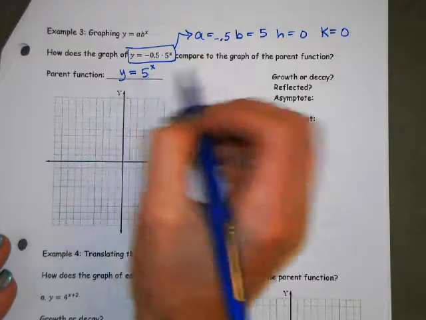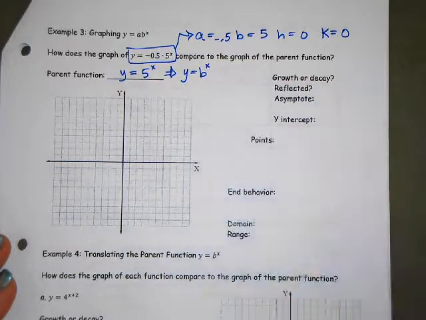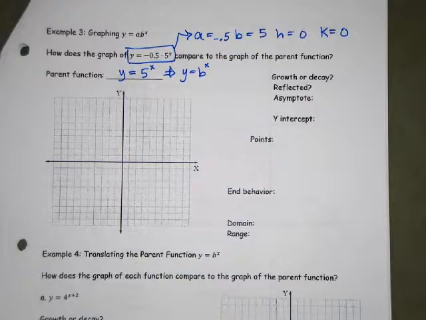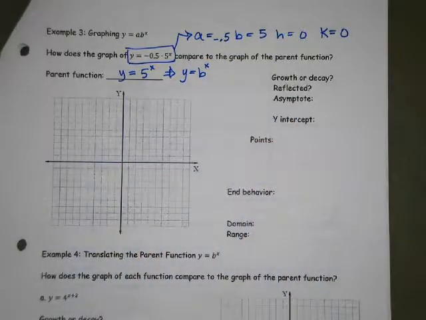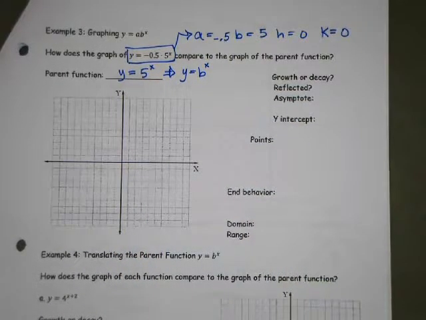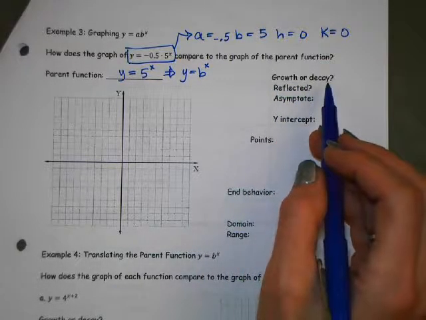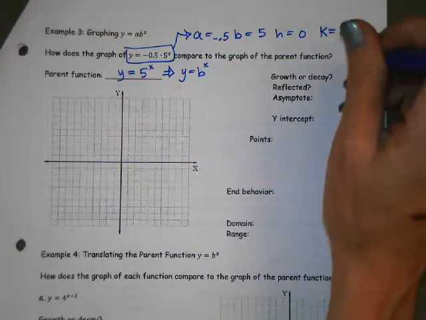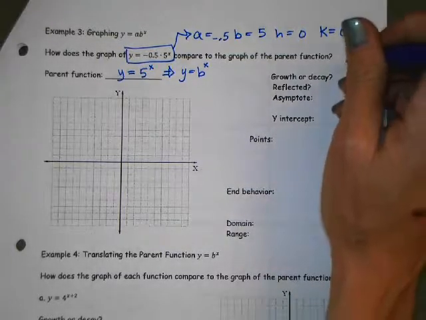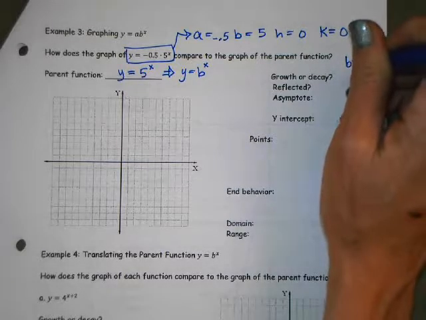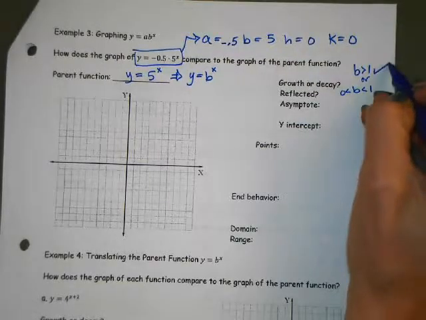So looking at that, my parent function is going to be y equals 5 to the x. Again, the parent function is going to be y equals b to the x. I guarantee you guys that that's a test question. You need to be able to look at these and pull out the parent function. Does everyone get what I mean by the parent function? Is this one a growth or decay? Is B greater than 1 or is B between 0 and 1? It's greater than 1, so it's growth.